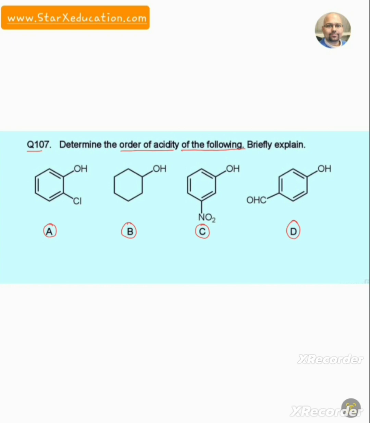So to answer this type of question, the first thing that we need to do is to draw their conjugate bases, and then we will have a look at the stability of conjugate bases. The more stable the conjugate base, the higher the acidity of the corresponding acid. So these four compounds are Bronsted acids because they can give a proton in solution when a suitable base is present.